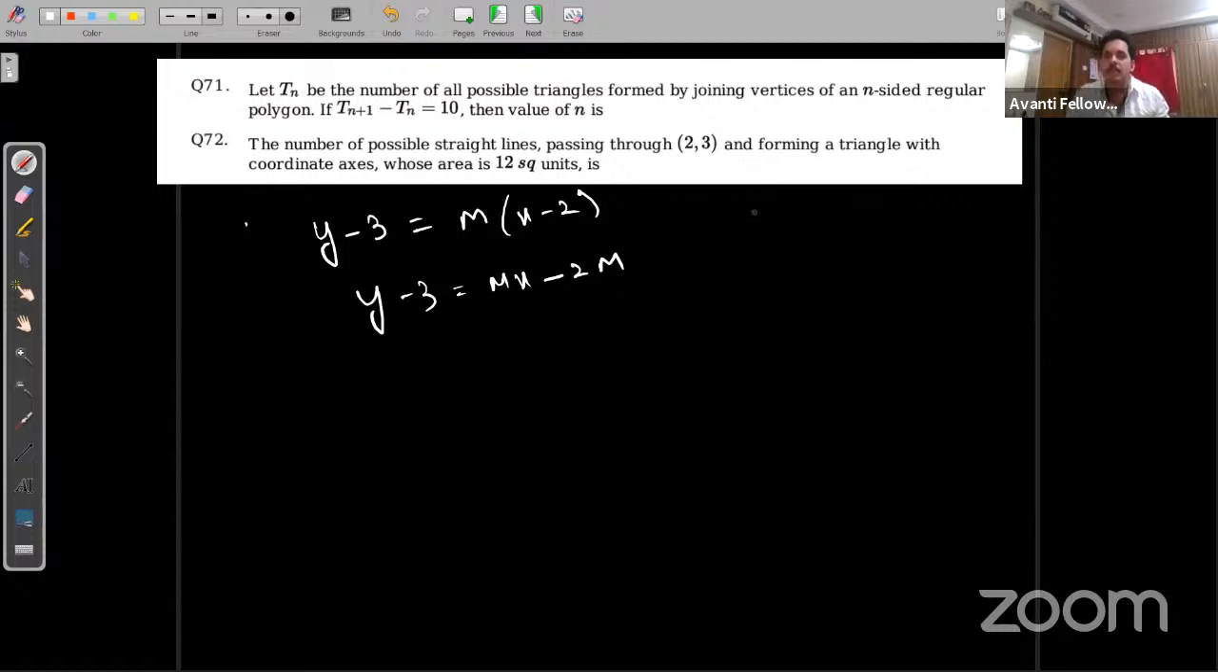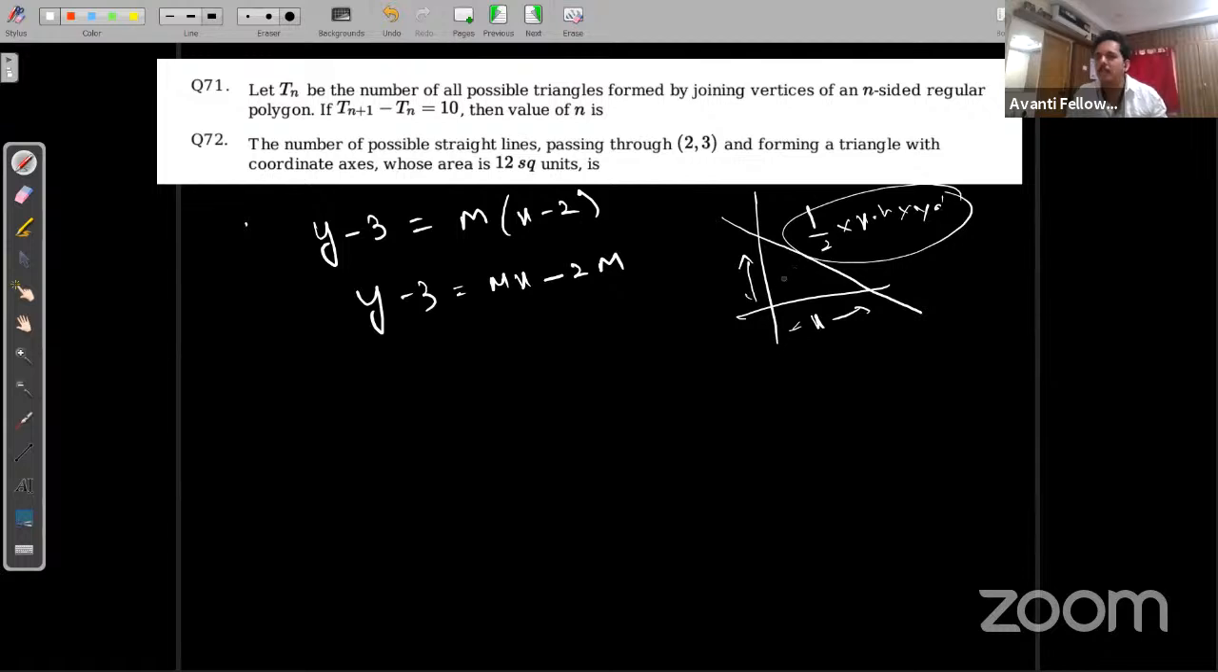Let us assume the straight line is like this. Any straight line will form a triangle with the coordinate axes, right? So if I take the x-intercept, this one is the x-intercept and this one is the y-intercept. What will be the area of the triangle, guys? It is half into x-intercept into y-intercept. Can I say it or not? So this is the logic over here.